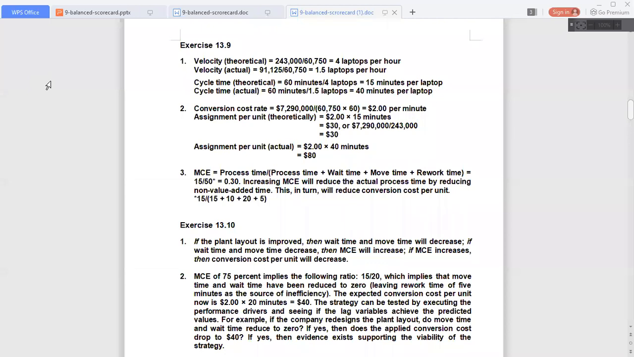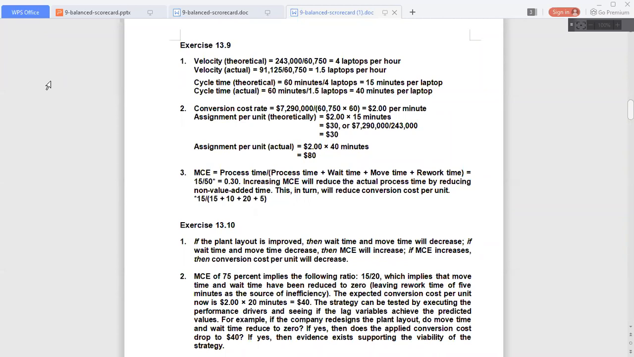The actual velocity is 91,125, that is the actual per quarter. Divide it by 60,750. You have only 1.5 laptops per hour. So the cycle time theoretical is 60 minutes divided by 4 laptops, 15 minutes per laptop. The actual is 60 minutes divided by 1.5 laptops or 40 minutes per laptop.